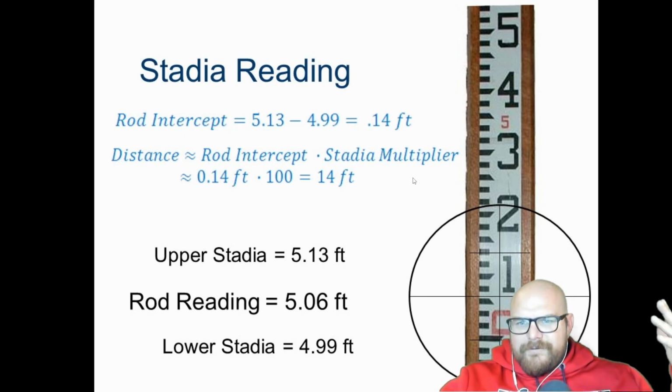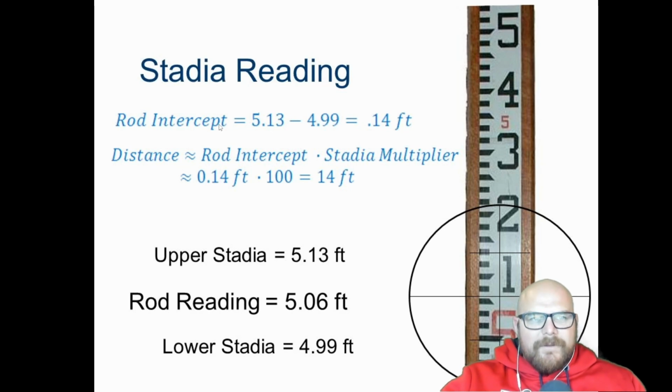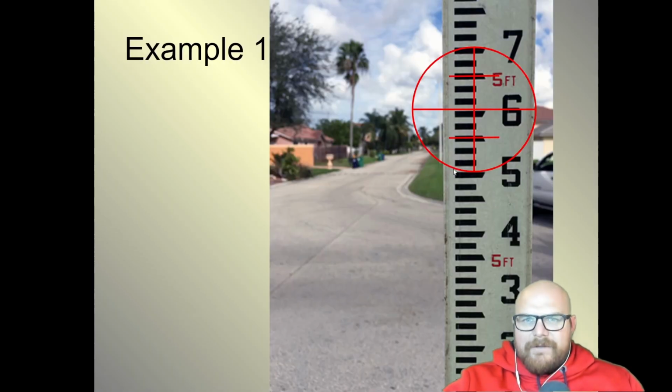If you wanted to do the distance of these things, this is an example. You basically take the distance in feet and subtract the two rod readings. Let's say you're at 5.13 minus the 4.99. That's what we have on these two stadia hairs. You get 0.14 feet. You multiply that by 100, and it's going to tell you that you're 14 feet away. So it's a way that we can do that. This is going to be some examples that you can go with.